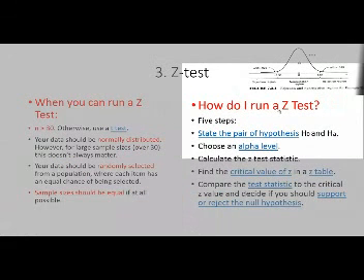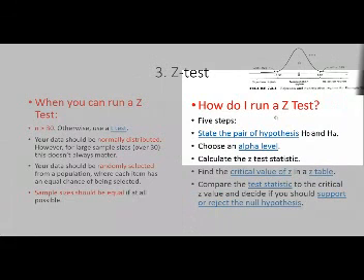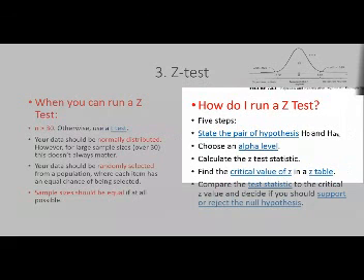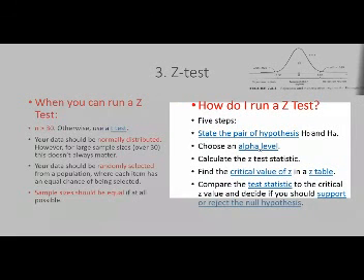How to run a z-test? There are 5 steps for applying a z-test. First of all, you state the pair of hypotheses, that is the null hypothesis and alternate. Then choose an alpha level.